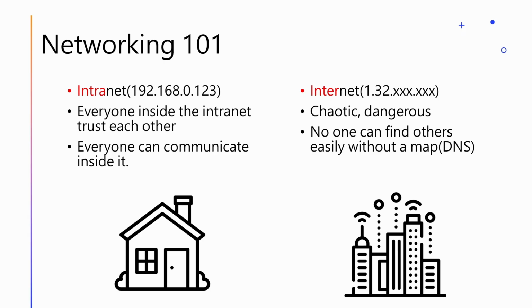So networking: there's intranet and internet. Intranet is a network within your house, and everyone inside the intranet trusts each other, and everyone can communicate inside it. And speaking of the internet, it's chaotic, dangerous, and no one can find others easily without a map, which is DNS.